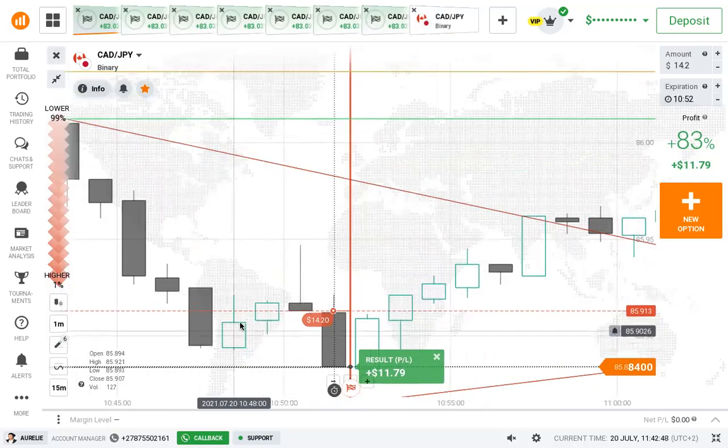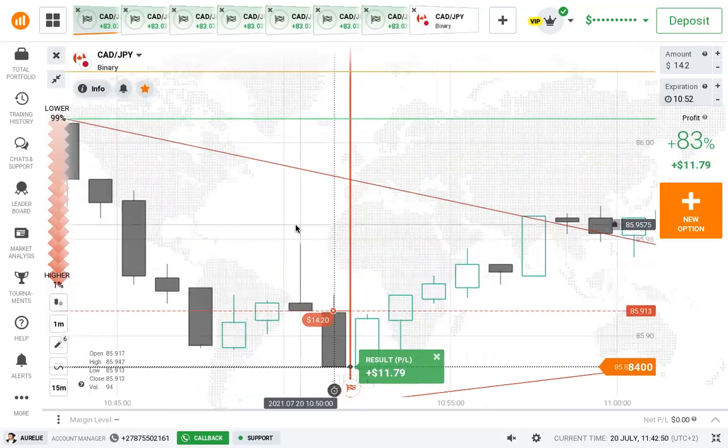This was not a sign of reversal. This was just a retracement. And then this was a confirmation as there was weakness in the buyers. Then I placed a sell. You can see this was a strong sell. I won. This was my first trade.